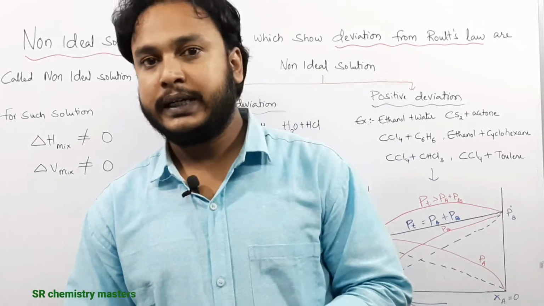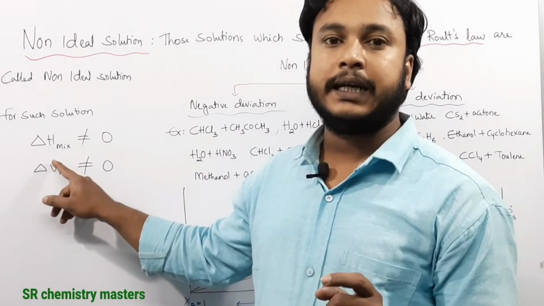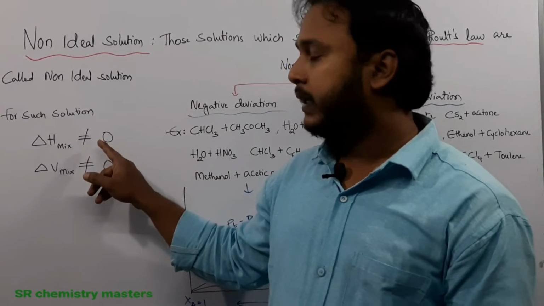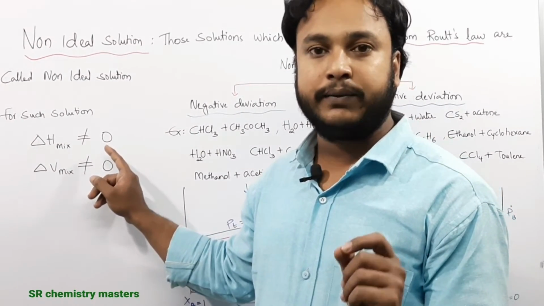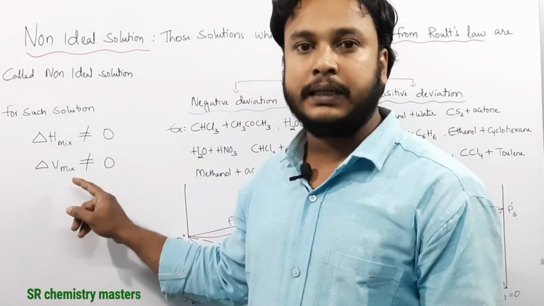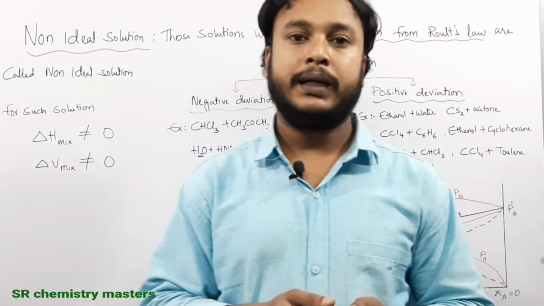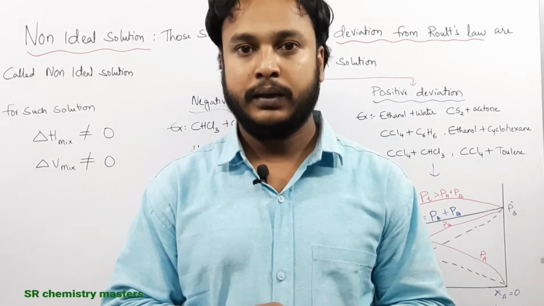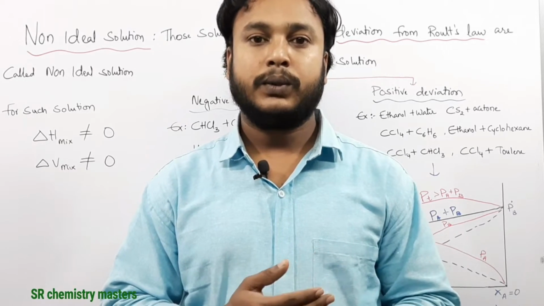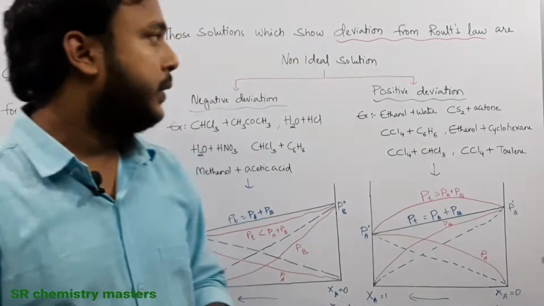And when it comes to the delta H and delta V values, delta H value, that is the change in enthalpy of a non-ideal solution, is always greater than or less than 0, but it is not equal to 0. And when it comes to the change in volume, it is also greater than or less than 0, but it is not equal to 0. Remember, when delta H and delta V values are equal to 0, then it is an ideal solution. When it is not equal to 0, that is greater than 0 or less than 0, then those solutions are considered non-ideal solutions. Non-ideal solutions show 2 types of deviation.